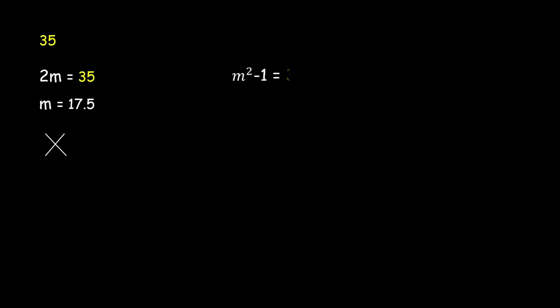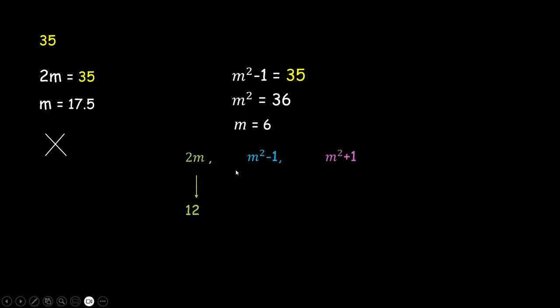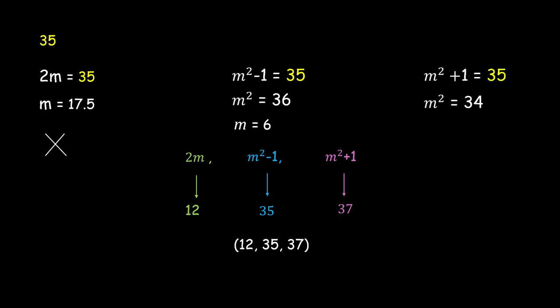So, should not be taking it equal to 2m. But if I keep it equal to m square minus 1, I'll get m square equal to 36, which is a perfect square. So, m will be 6. Now, it is an integer. So, let us find out all the triplets. 2m, m square minus 1, m square plus 1. 2 into 6 is 12. 6 square, 36 minus 1 is 35. 6 square plus 1, 36 plus 1 is 37. So, 12, 35 and 37 are my triplets, right? And if I keep it equal to m square plus 1, I am getting m square to be 34, not a perfect square, no integral value of m, right?